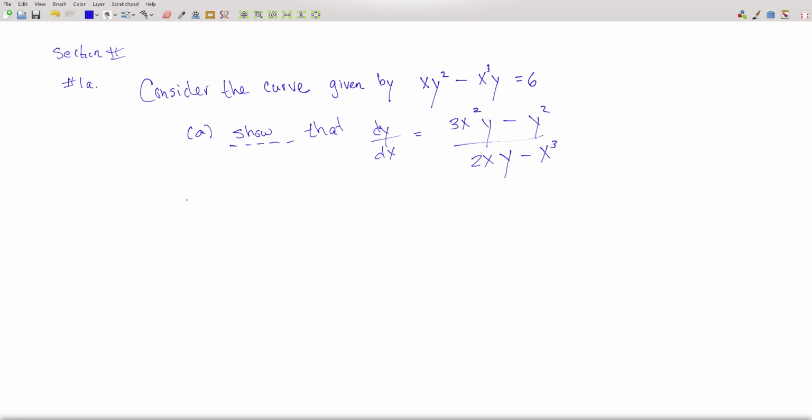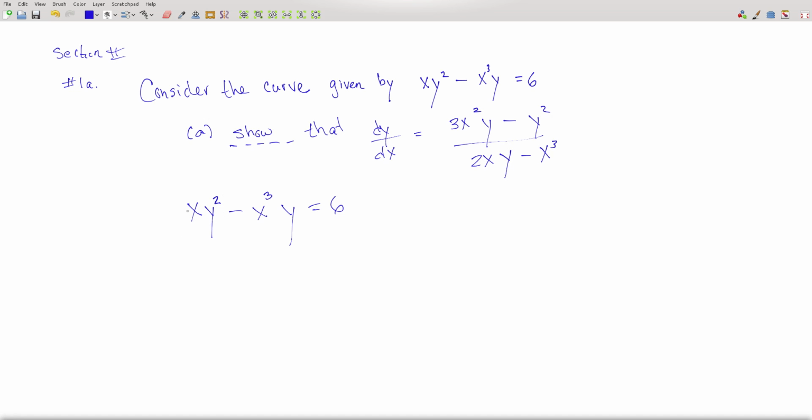First of all, I'm going to just write the problem down again. So I'm writing down this relationship. It's xy squared minus x cubed y is equal to 6. Let's go through this part by part and take the derivative of each of these terms. Keep in mind that y itself is some implicit function of x, so we'll need to use the chain rule when we get to the y's.